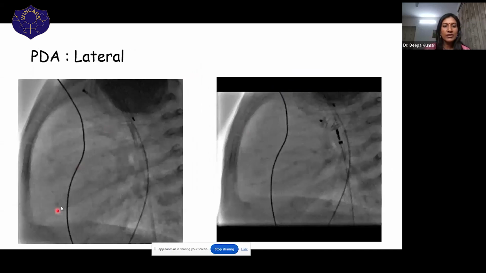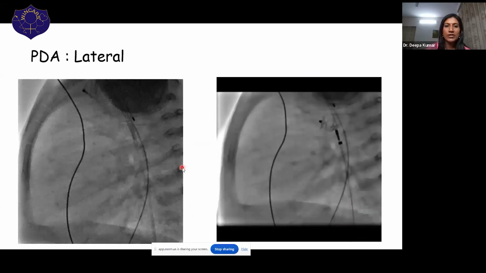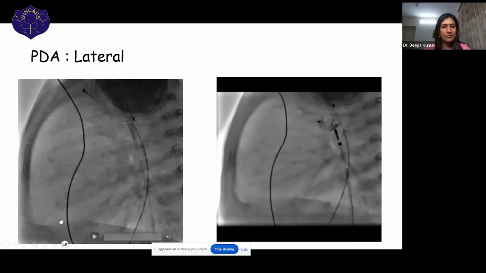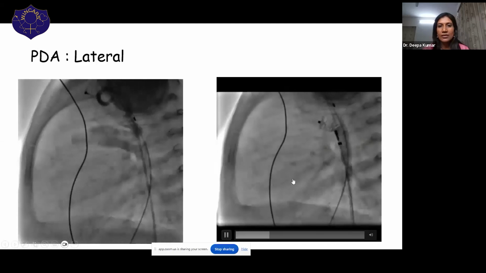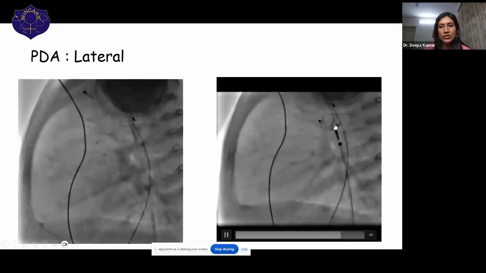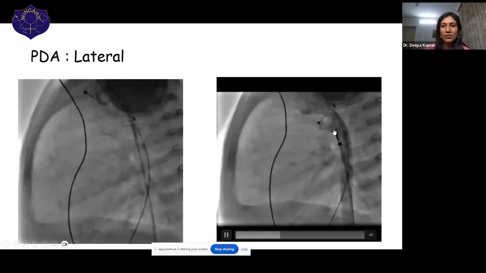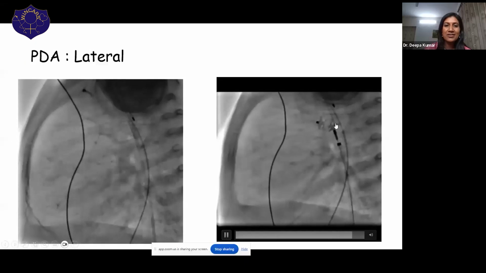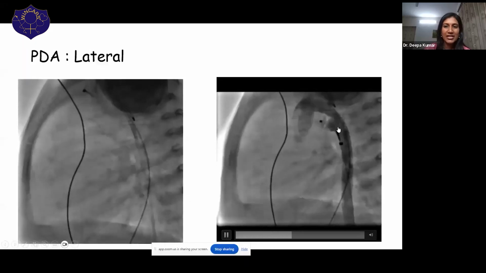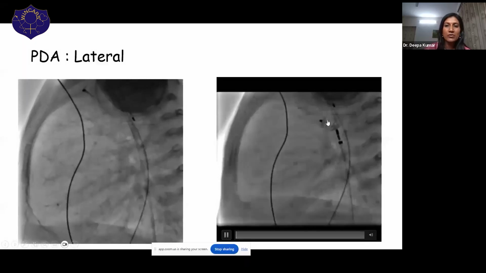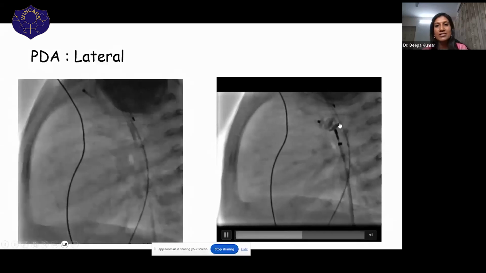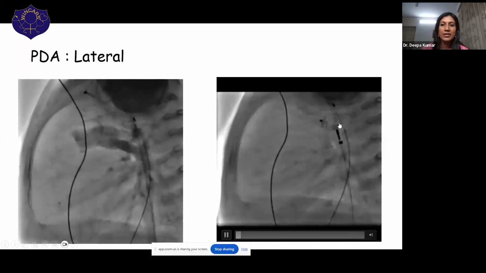So how do we profile a patent ductus arteriosus? Here, we have taken an aortogram in the lateral view, and we have profiled the PDA. Actually, I wanted to ask the people who are watching what device they think it is, but I think they have to put it in the chat box. You can put in the chat box what device you think this is. It's an unusual device that is being used for a PDA closure.